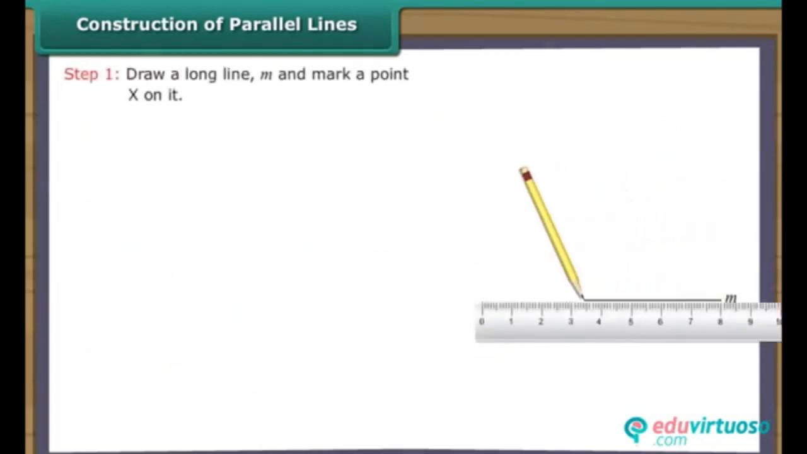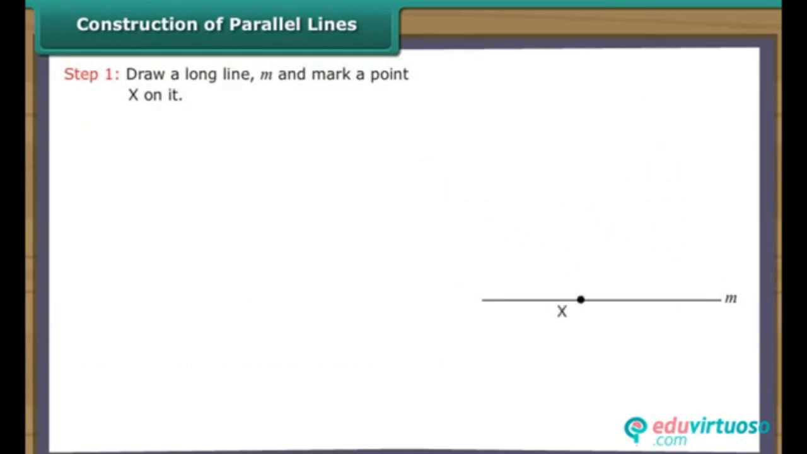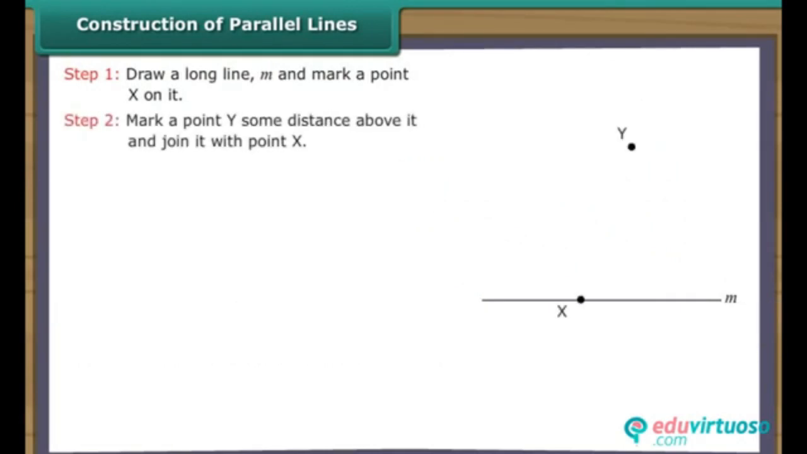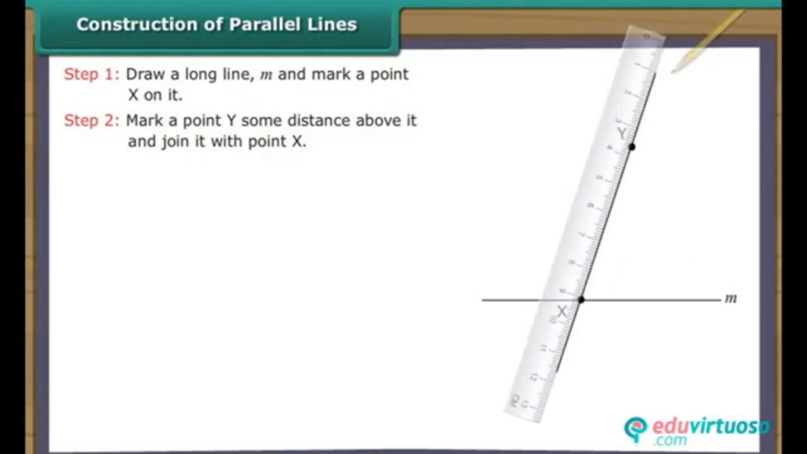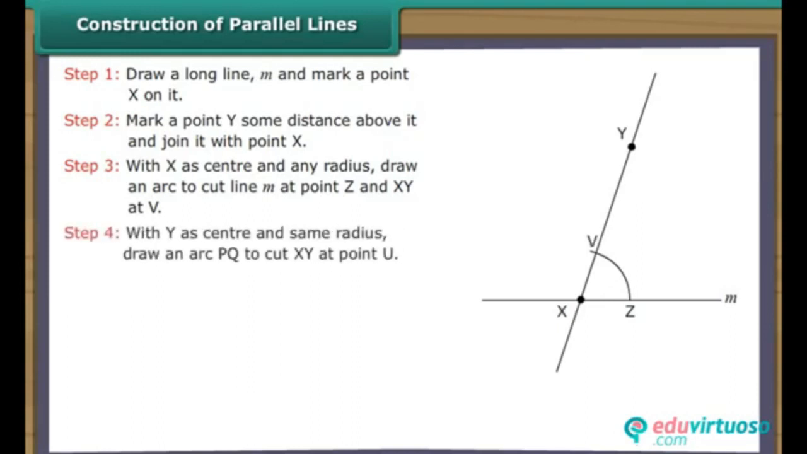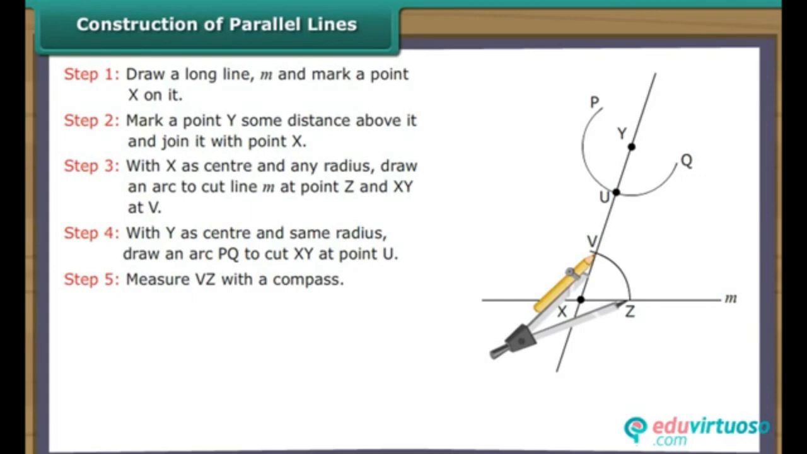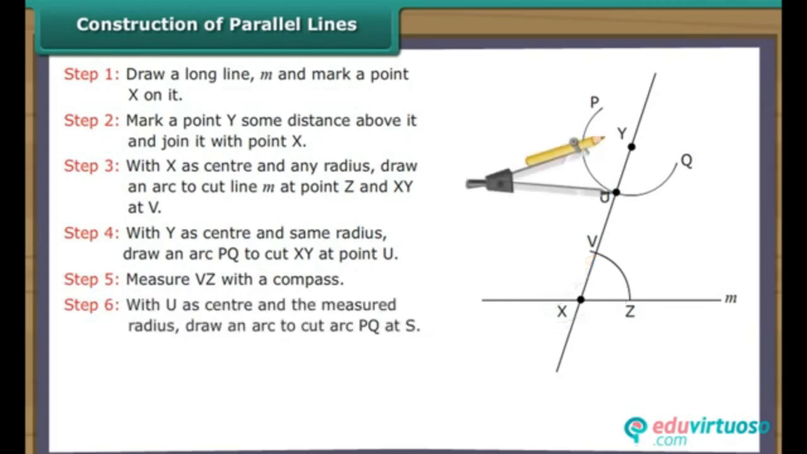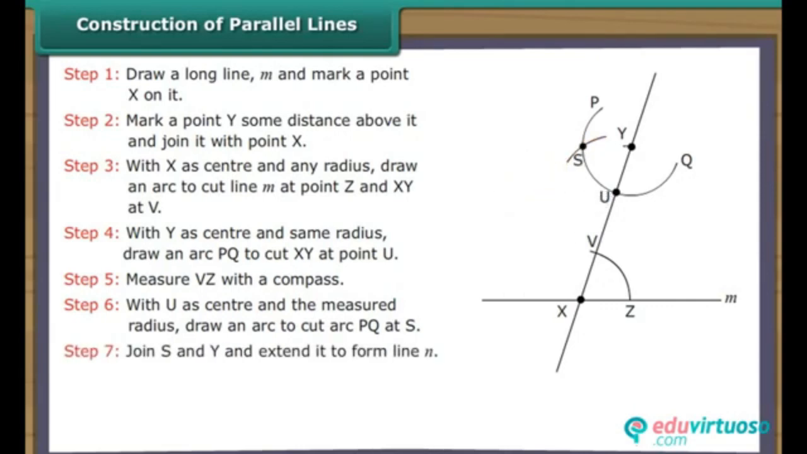Draw a long line, M, and mark a point X on it. Mark a point Y some distance above it and join it with the point X. With X as center and any radius, draw an arc to cut line M at point Z and XY at V. With Y as center and same radius, draw an arc PQ to cut XY at point U. Measure VZ with a compass. With U as center and the measured radius, draw an arc to cut arc PQ at S. Join S and Y and extend it to form line N.